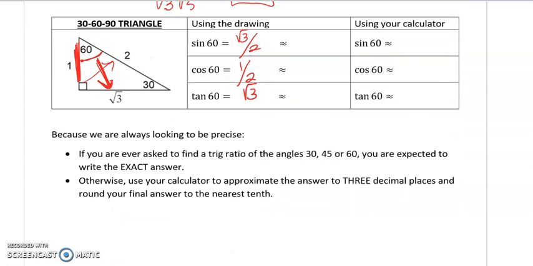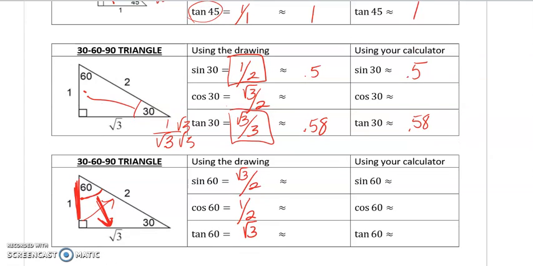So just make sure you realize you have to be able to label these triangles as well. So you need to know that 1 goes opposite 30, root 3 goes opposite 60, and 2 goes opposite the right angle, the hypotenuse. Okay? All right. See you guys.